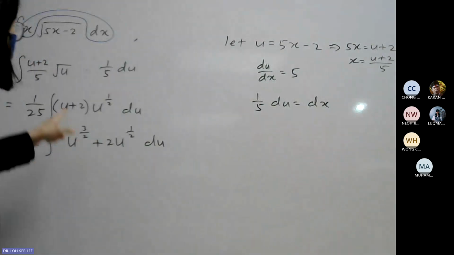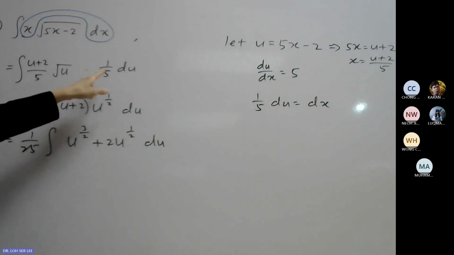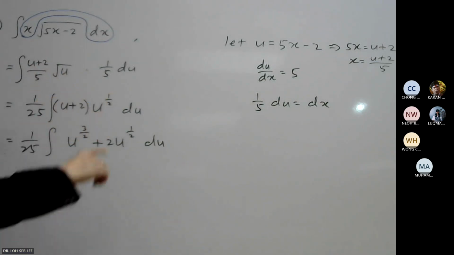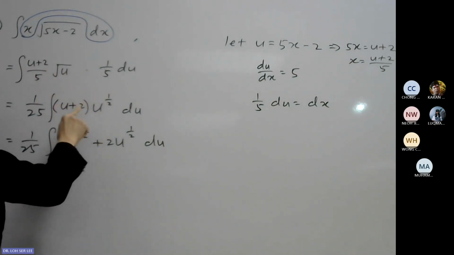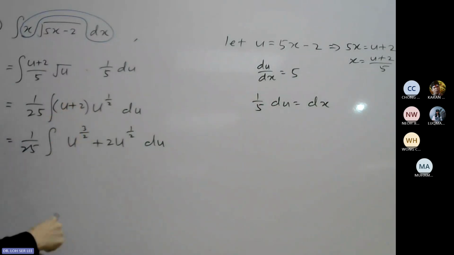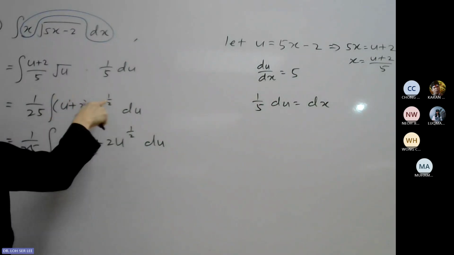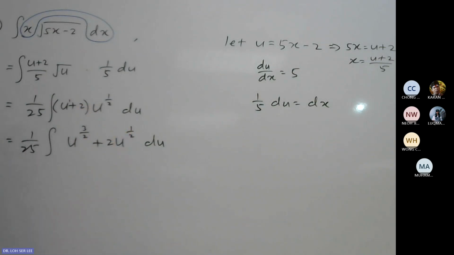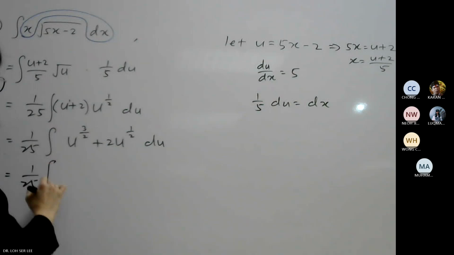Okay, here we have over 5. Over 5, so 5, we get a 25. So u plus 2 is here. This is u power of half. So we can expand. This is u power of 1, so 1 plus half, you get 3 over 2, and then 2u power of half. And we can start to do the integration.